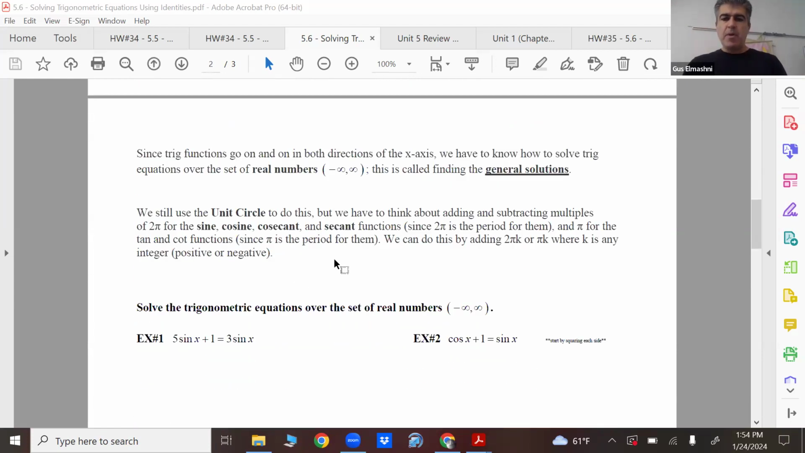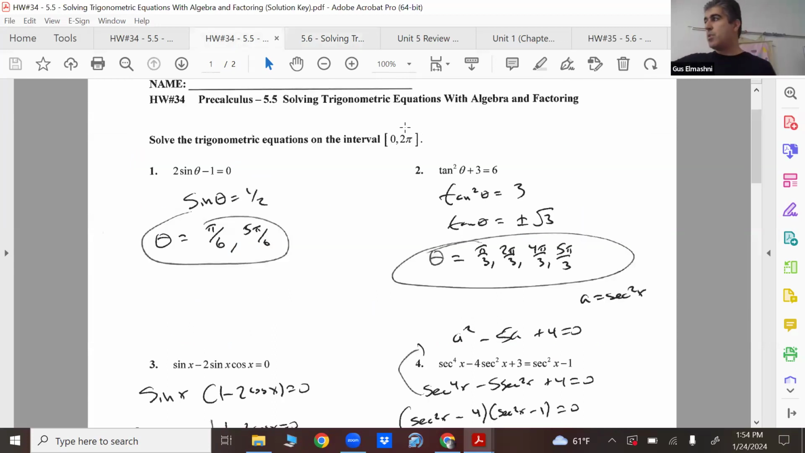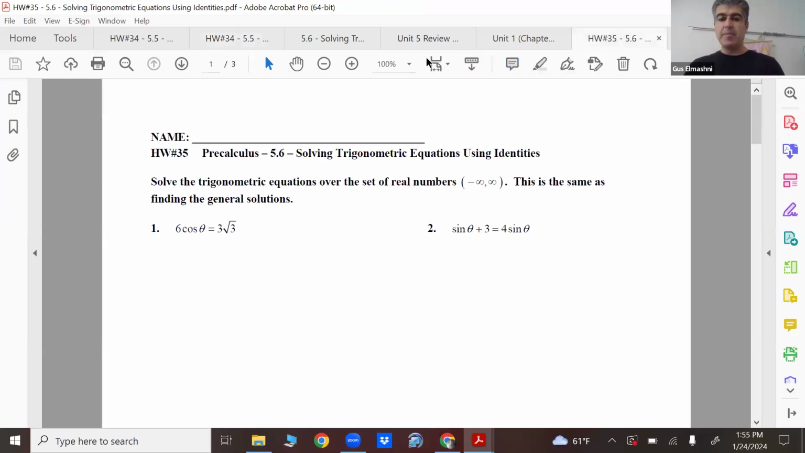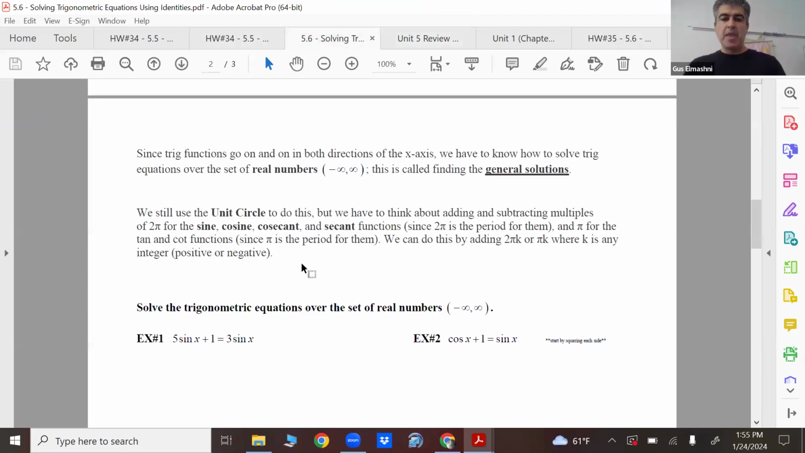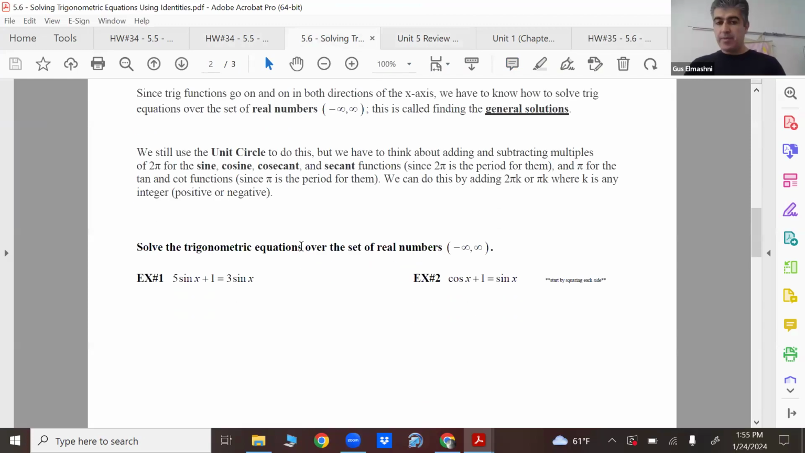For the most part, we're going to be solving our equations over the set of real numbers. What we did last time, in the homework, was 0 to 2 pi, which is one revolution on the unit circle. We want to solve for all real numbers, meaning we need a general solution. I'll show you how to write that in a bit. We're still using a circle, but then we have to add or subtract multiples of 2 pi.